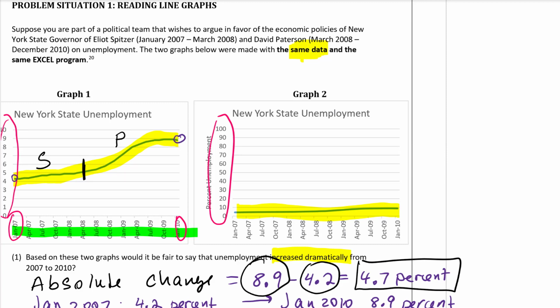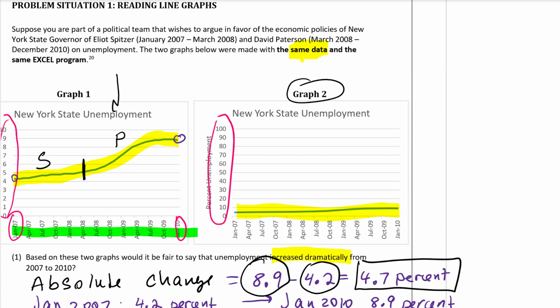So it says you want to argue in favor of the economic policies. So if you want to show that things were not too bad in New York State, then which graph would you choose to show that things are okay, things are not looking as drastically bad? Let me give you a chance to select the graph. Yeah, so the answer is graph number 2, because graph number 2 shows like it's flat, like nothing changed. And of course, that's not the case.